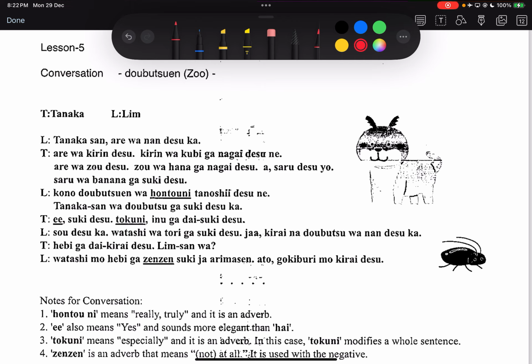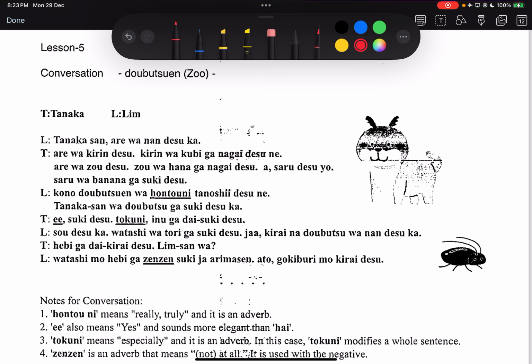Okay, saru wa banana ga suki desu. So for the monkey, it likes banana. Okay, next L says, この動物園は本当に楽しいですね. 本当に means 真的, like really. So この動物園, 動物園 is zoo. So this zoo is very or really, really 楽しい. Remember what's 楽しい? Fun, thank you. So it's really fun.